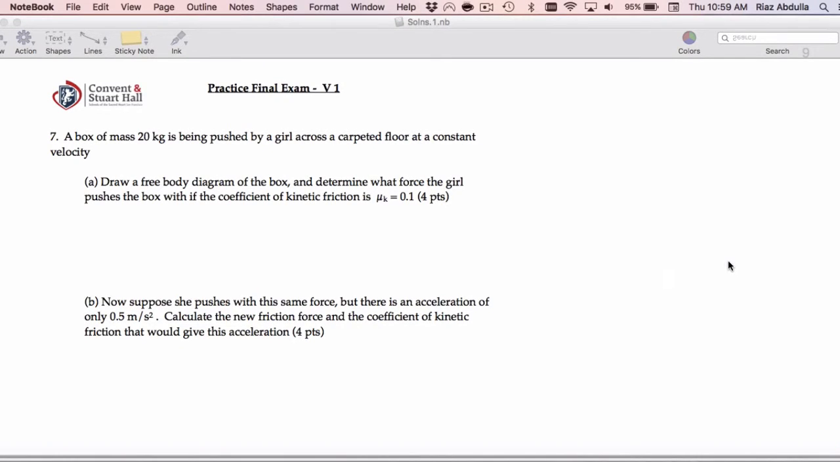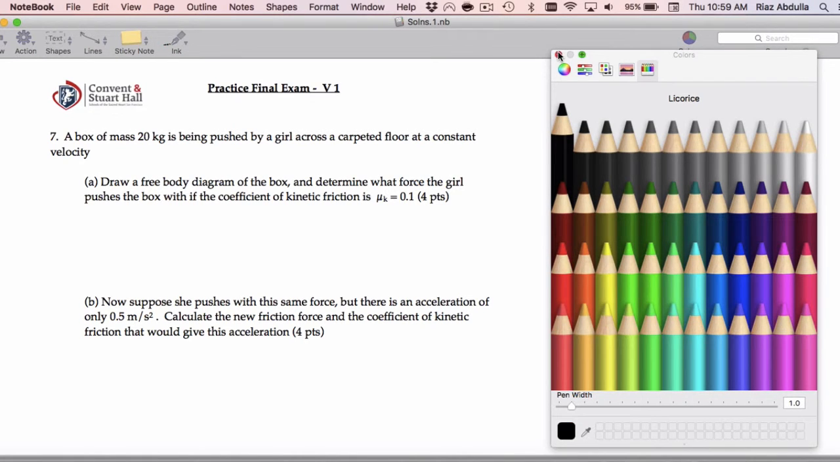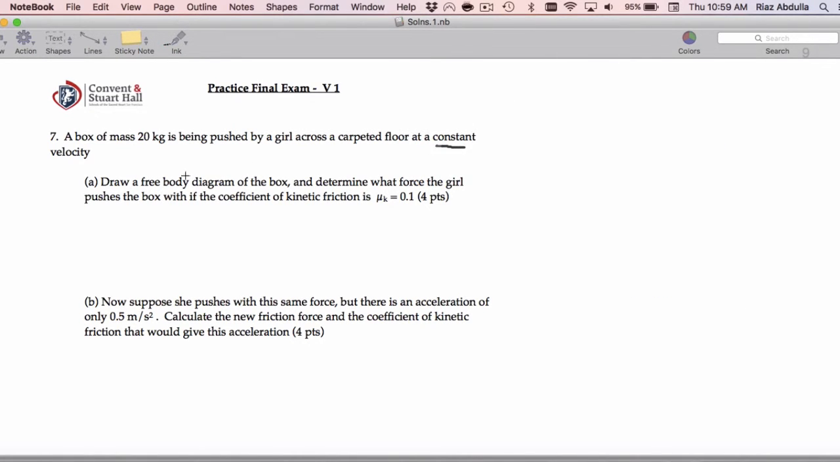Next, we will take a look at this page, problem number 7. We have a box being pushed by a girl across the carpeted floor at constant velocity. Let's highlight one thing right here. Constant velocity is absolutely a clue that the force is balanced. And I like to write a shorthand for that by saying that the net force equals 0, like that.